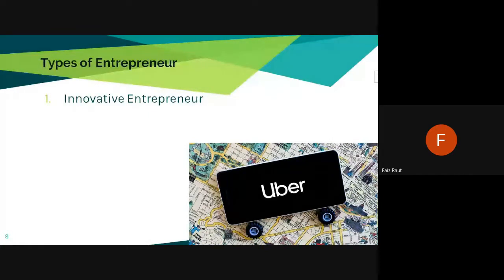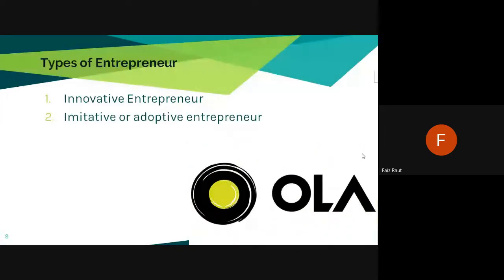Similarly, taking the idea of Uber, an imitative or adoptive entrepreneur, Ola, which is an application developed by an Indian, took the idea or the concept from Uber and implemented it in a different market. Uber was operating in the US market, and taking that idea, Ola launched the same kind of business in the Indian market.